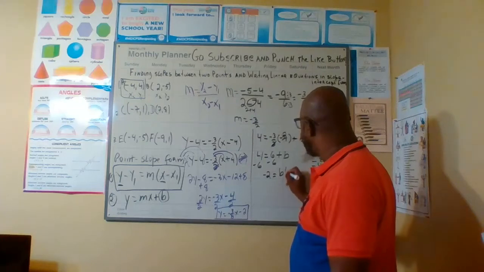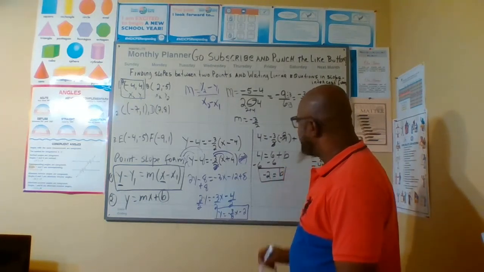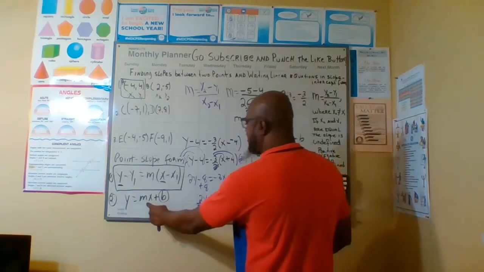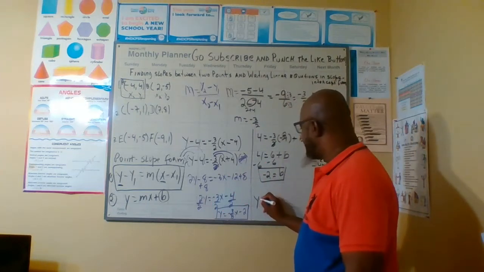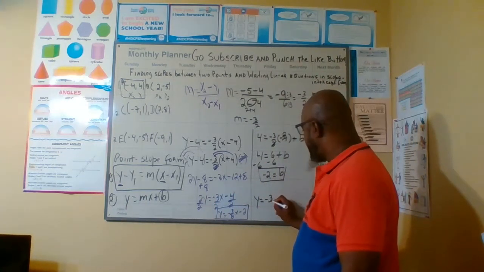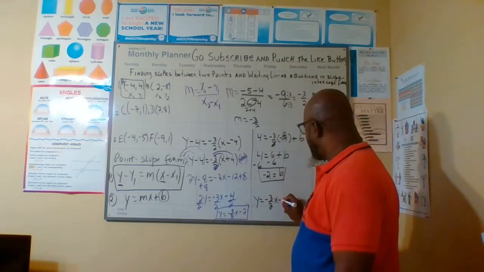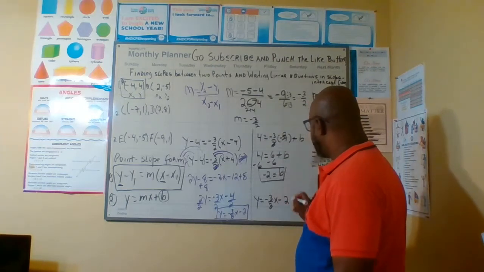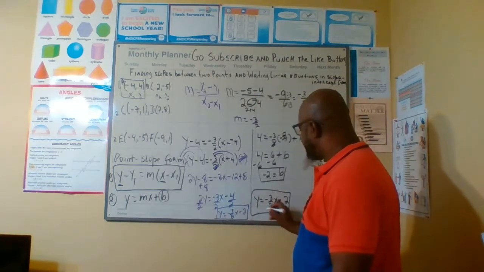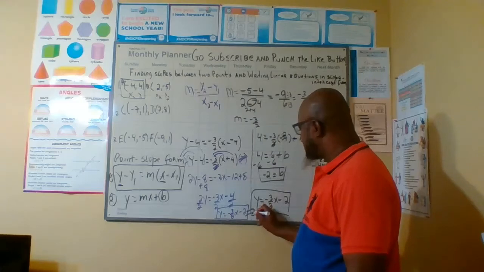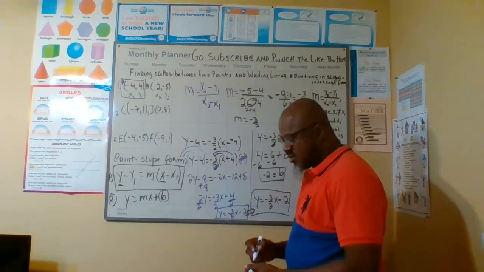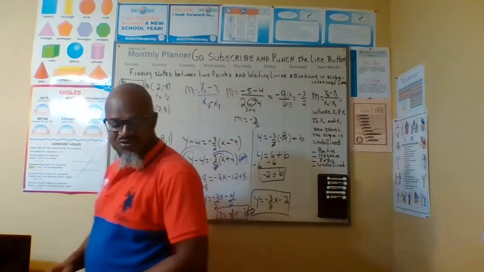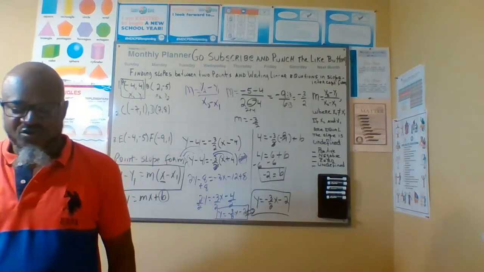Now that you have found b, you will have to replace b here. You're going to replace m, then you get your equation. Now you'll have y equals negative 3/2 x minus 2. Then if you compare the two equations, they are the same. So either way, you're going to get this answer. So you will have to decide which one you feel more comfortable with.